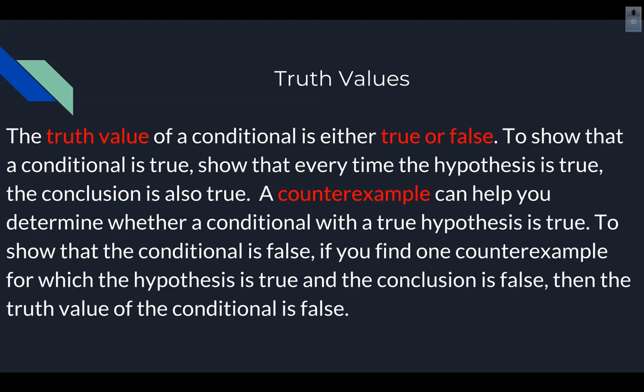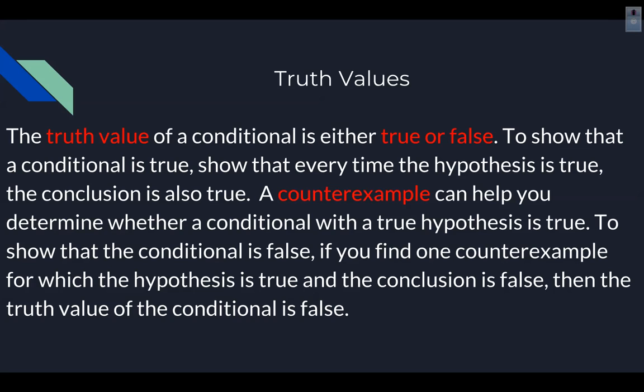All right. Truth value. The truth value of a conditional is either true or false. So your values are either one or the other. To show that a conditional is true, show that every time the hypothesis is true, the conclusion would also be true. A counterexample is how you can determine whether a conditional statement with a true hypothesis is true. To show that the conditional statement is false, you would need to find one counterexample for which the hypothesis is true and the conclusion is false.